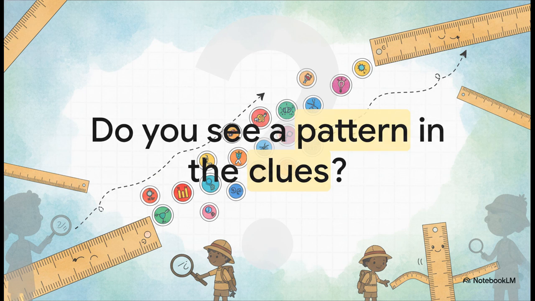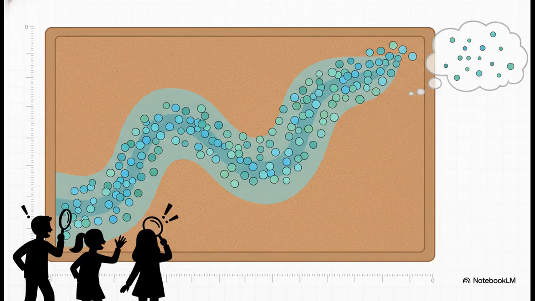Just take a second and look at how the dots are arranged. Don't focus on any single dot, just look at the overall shape they're making. Do you see a direction? Is there a trend? What story is this map trying to tell us? If you notice that the dots seem to be heading upwards as they move from left to right, you are spot on. They're not just scattered randomly, they're forming a general path. There's a clear direction here.